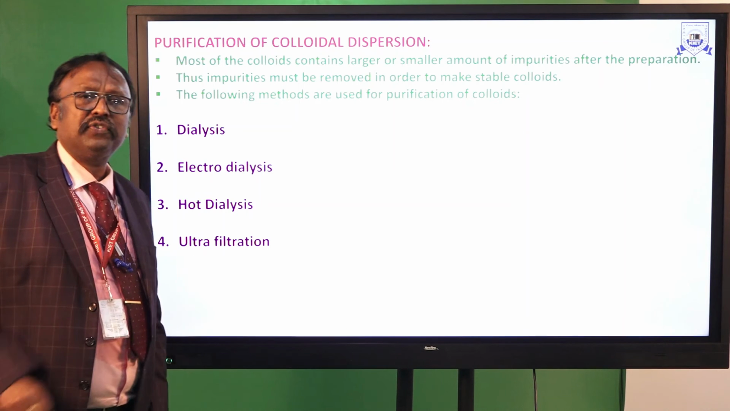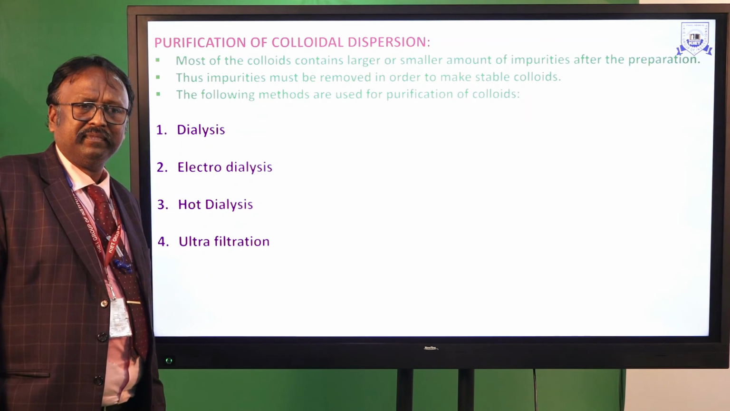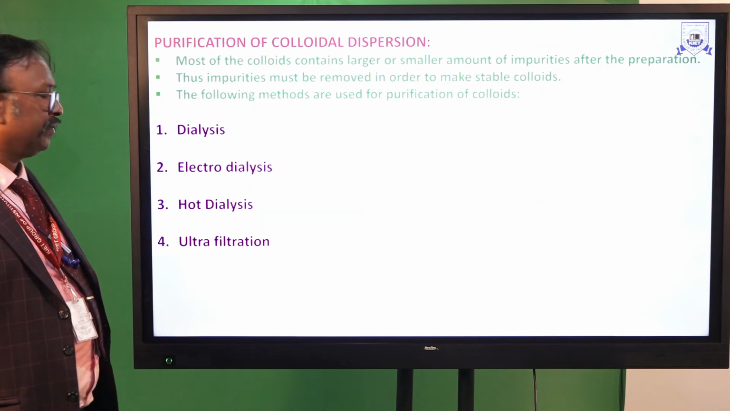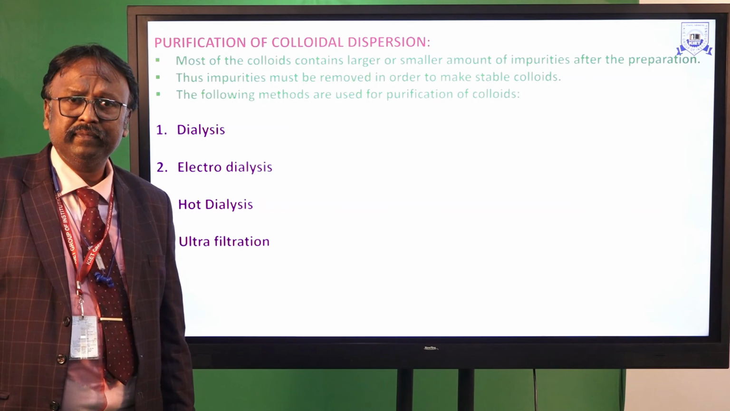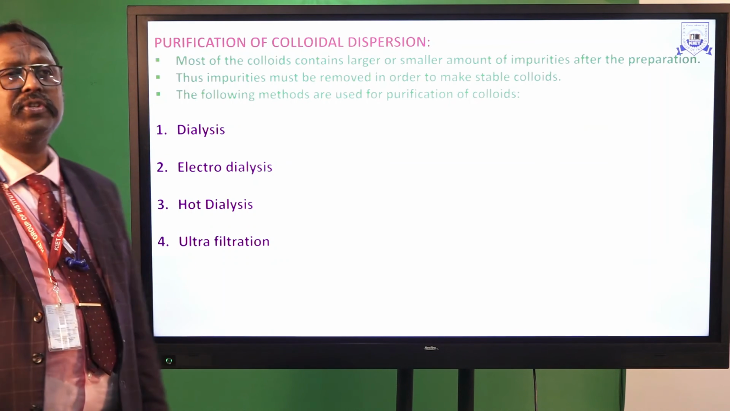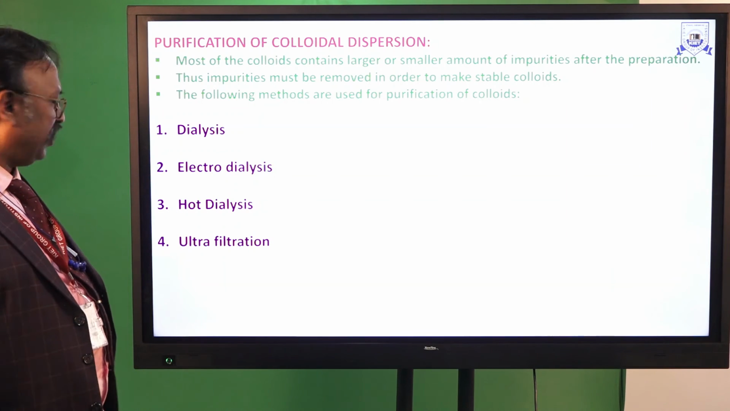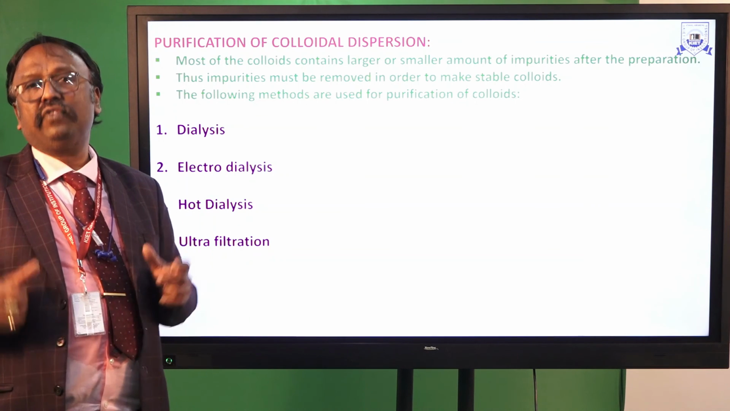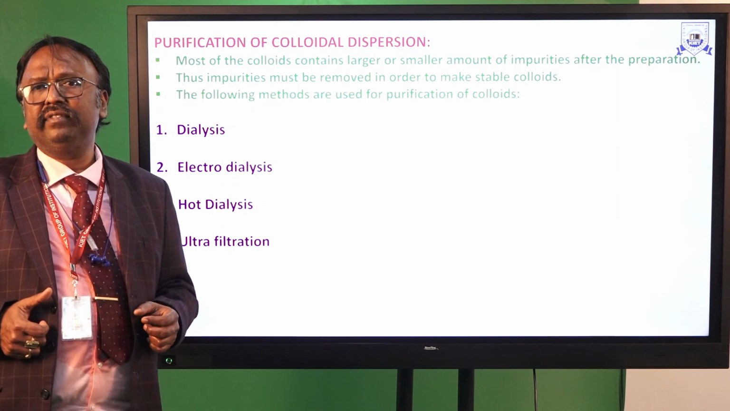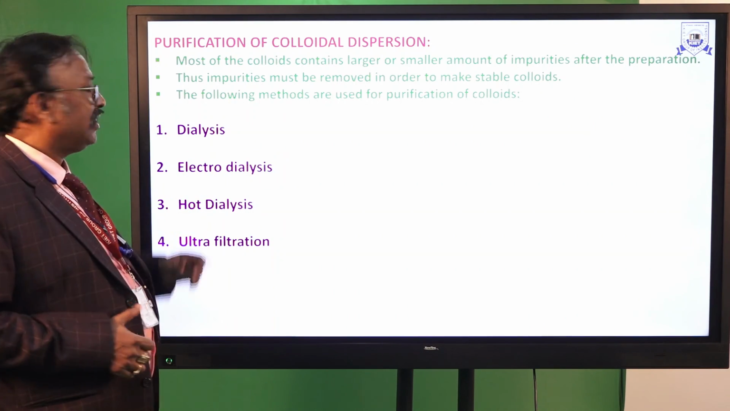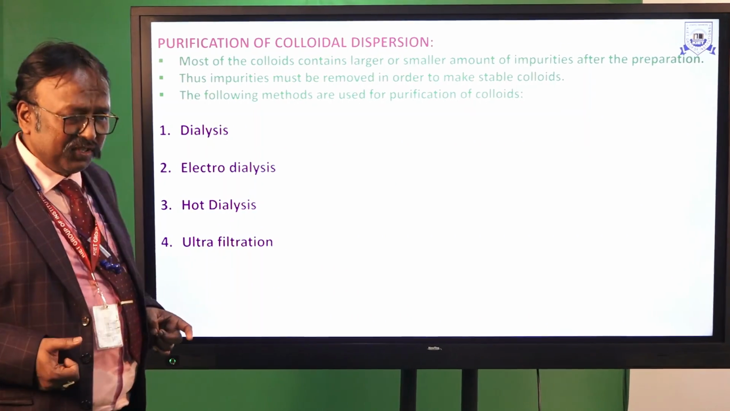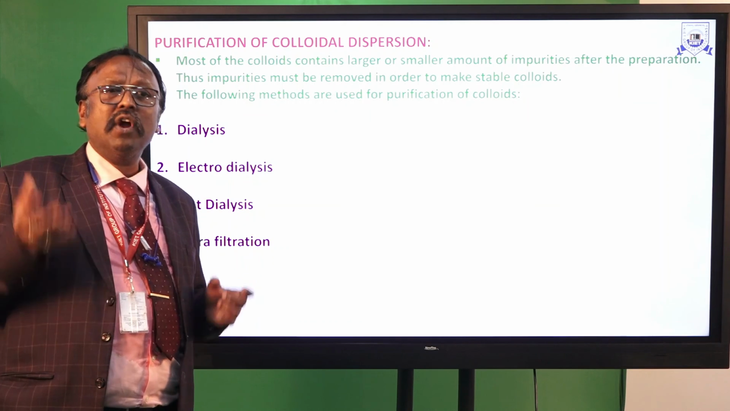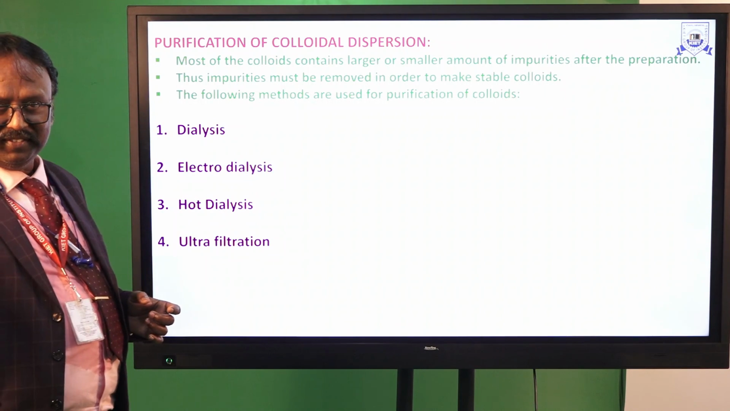The following methods are used for the purification of colloids. One is the dialysis method, second is electrodialysis, third is hot dialysis, and fourth is ultrafiltration. These are the four important methods used for the purification of colloids: dialysis, electrodialysis, hot dialysis and ultrafiltration. Let us see them one by one. What is dialysis?